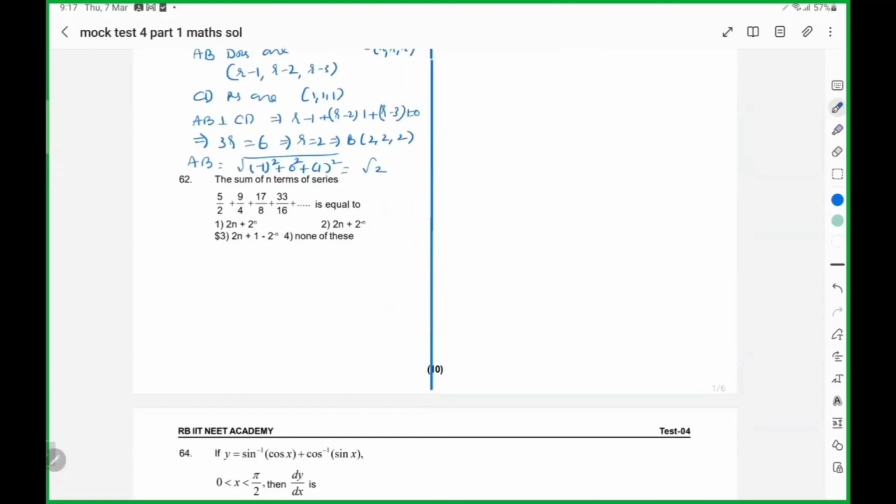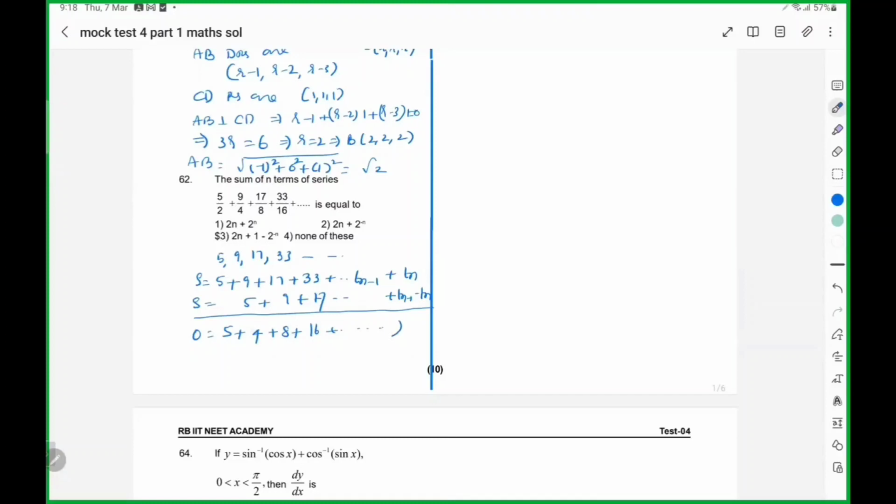Here, let us consider the numerator terms 5, 9, 17, 33. To find the nth term of this, I will assume the sum of all the terms as 5 plus 9 and so on, Tn minus 1 plus Tn. The same I will write again as 5, 9, so on, Tn minus 1, Tn. So subtract one from the other. Here 4, 8, 16 like this, minus Tn.